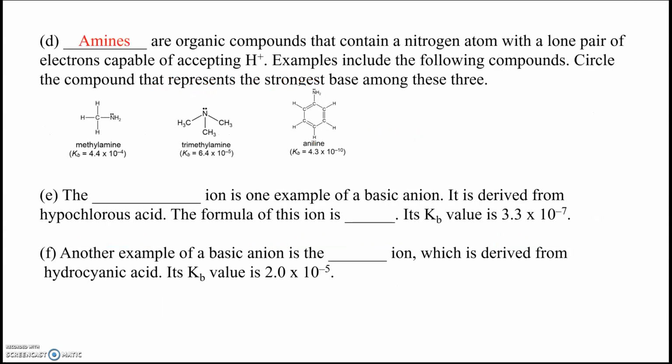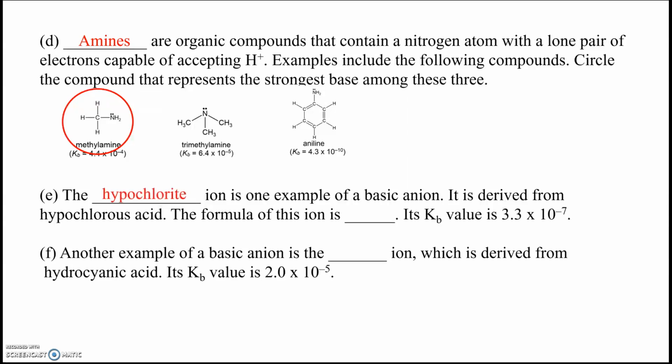All right, part D, amines. They are organic compounds that contain a nitrogen atom with a lone pair of electrons, and examples are these three Lewis structures below. We want to circle the one that represents the strongest base, so of course we have to look at our value of Kb. And when we do, it's not a surprise that methylamine is the strongest base among the three.